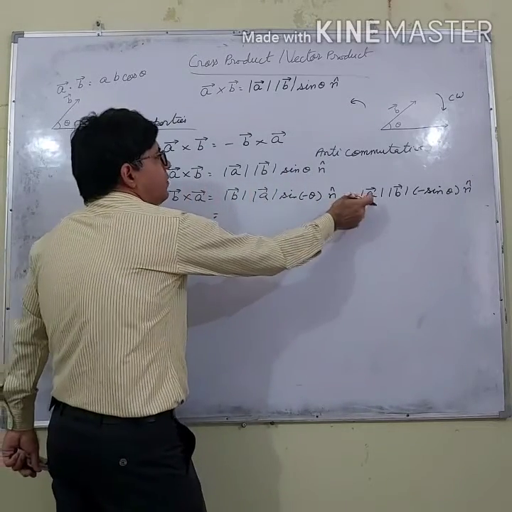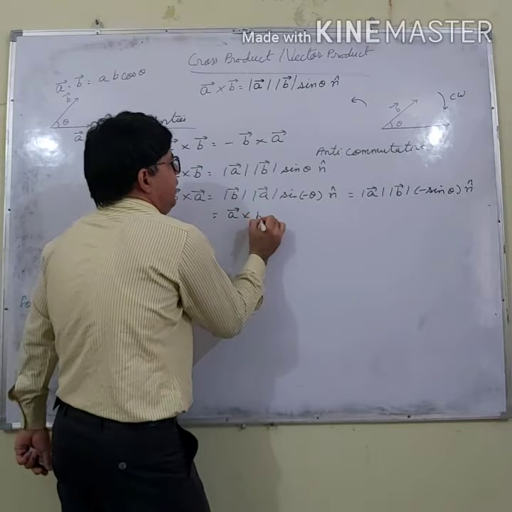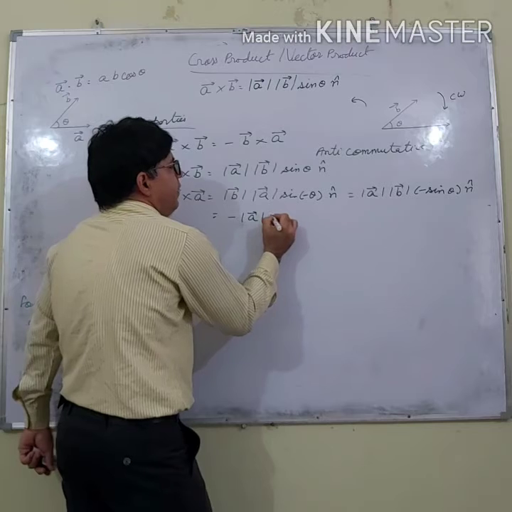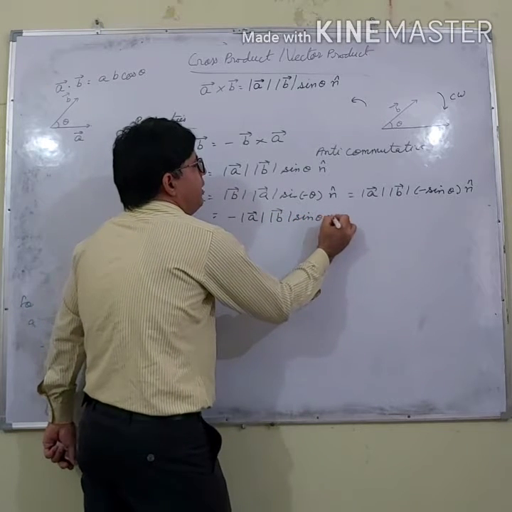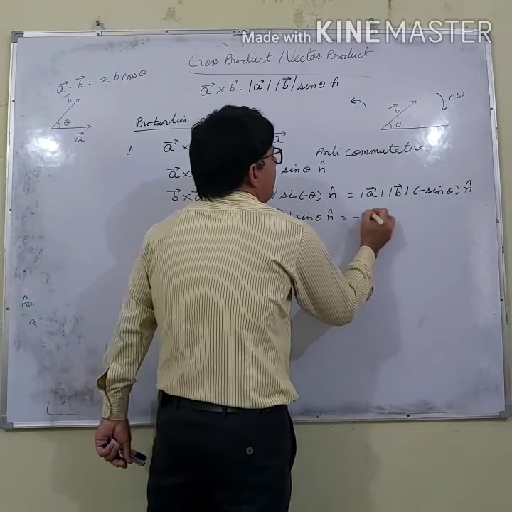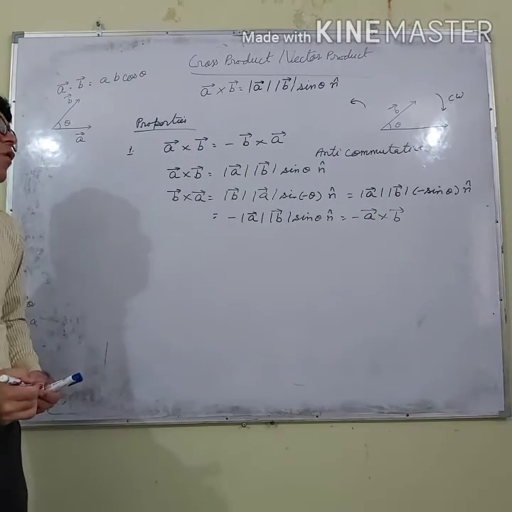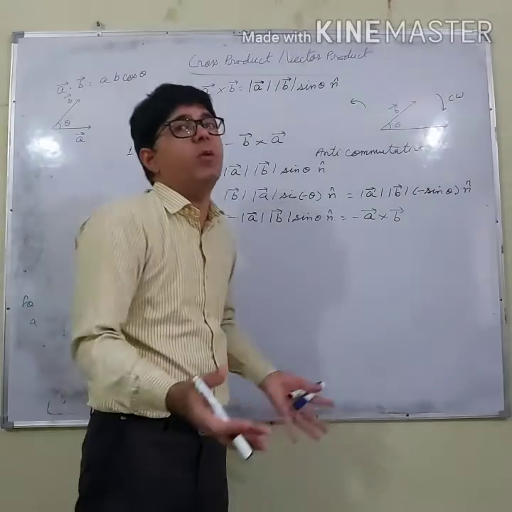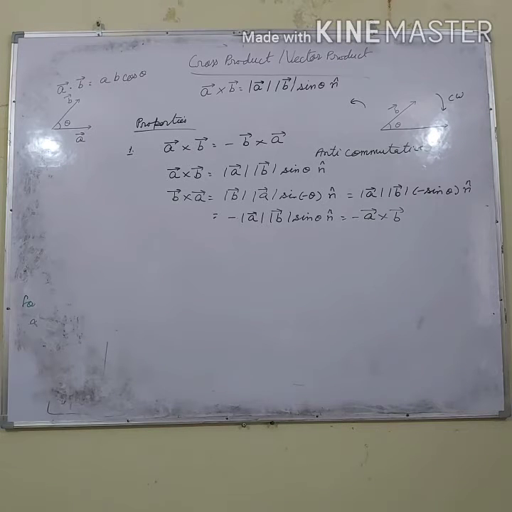And what is this? This is A cross B with a minus. You can take the minus outside: vector A, magnitude of vector B, sine of theta n cap. So this is minus A cross B. That is why I have written that this cross product is anti-commutative, but the dot product was commutative, that is, A dot B was equal to B dot A.